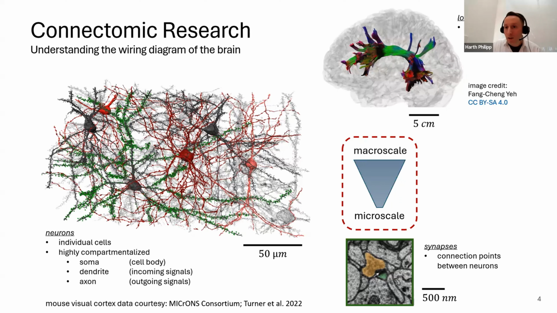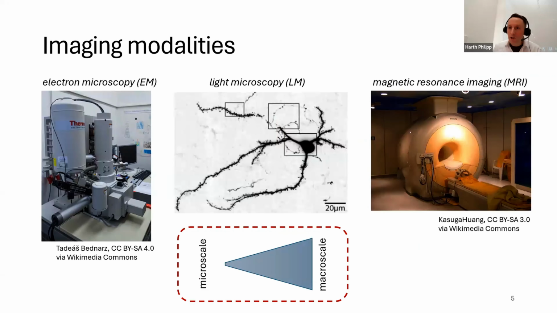Now, we are mostly, as the title indicated, working at the microscale, so we are interested in these neuronal cells. We are not doing long-range connectivity between different brain regions, and also the ultrastructural resolution, that is the synaptic contacts. Now, what are the imaging modalities that can provide you with data at these different scales?